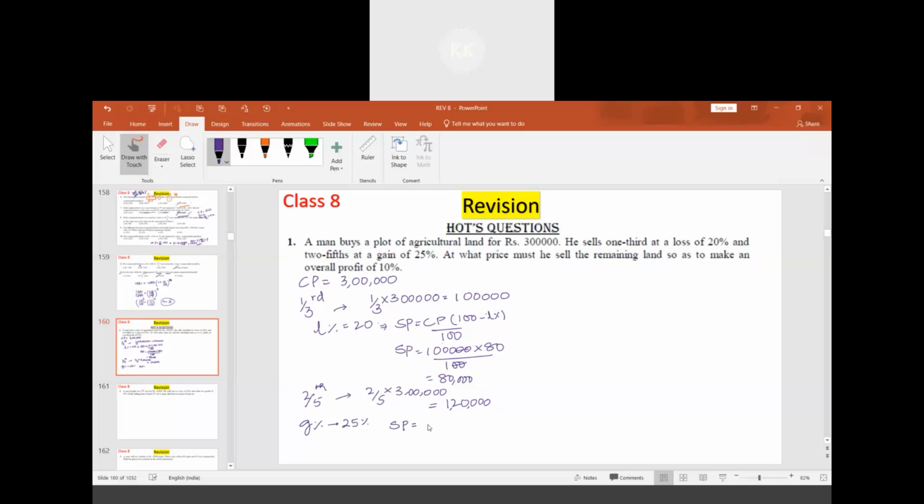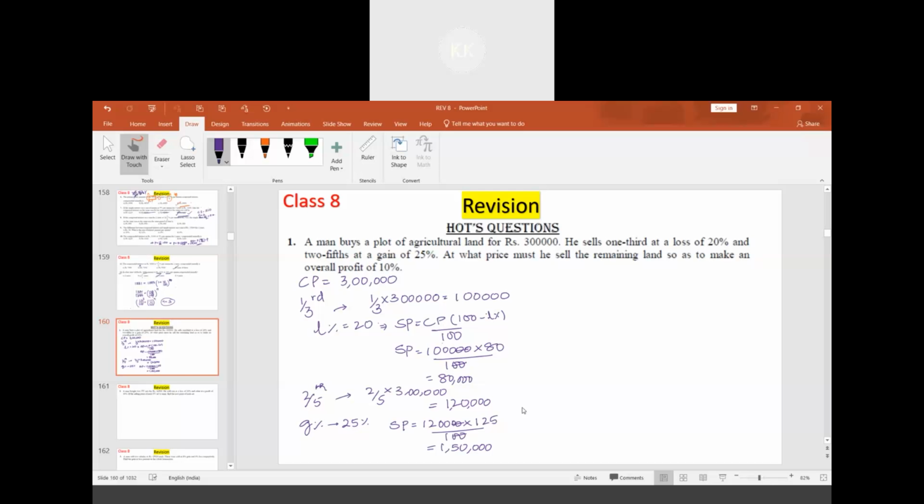This will be the CP, which is 1,20,000, into (100 plus profit percent) 125, divided by 100. Two of the zeros get cancelled. 12 times 125 is 1500. So SP is 1,50,000. Yes, you are right. This 1,50,000 is added to the selling price.